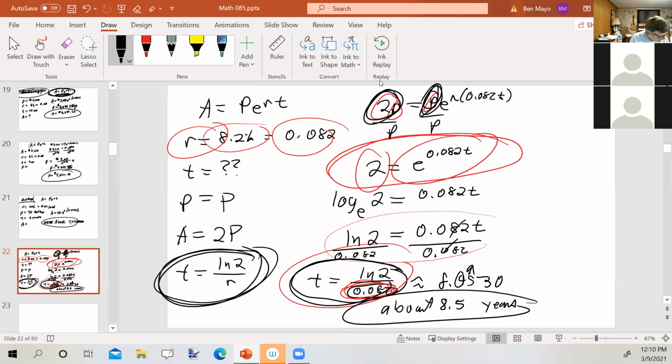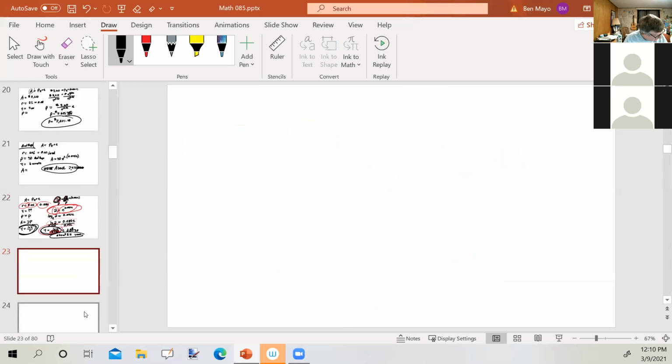Now, let's apply that on this next problem. It says doubling money. How long will it take $1,000 to double if it is invested at an annual rate of 5% compounded continuously? There's the clue. If it hadn't said compounded continuously, if it had said quarterly or monthly or whatever, then we couldn't use this formula. But we've got this situation, and we're going to double the money. So how long is it going to take to double it?